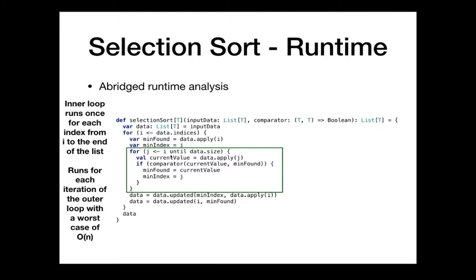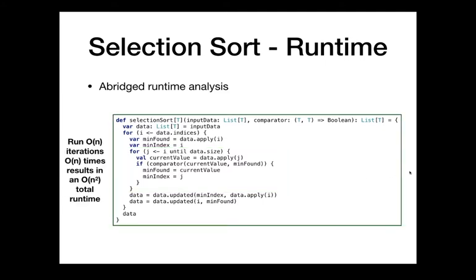I'll show the math in a few slides, but for now, let's just say the worst case that can happen is n. It's not always exactly n, but this is going to be another O of n loop. So we have an O of n loop times an O of n loop, and we're going to get an overall n squared runtime out of this algorithm. So that's how we get our overall n squared.